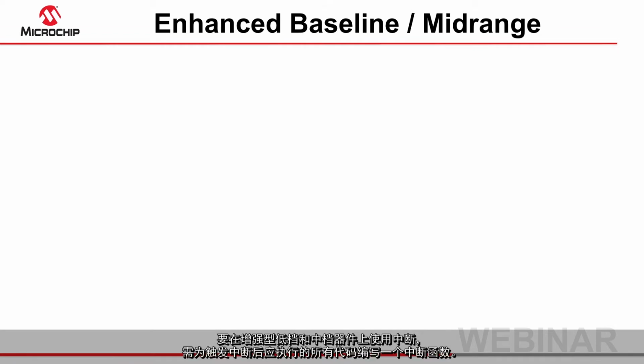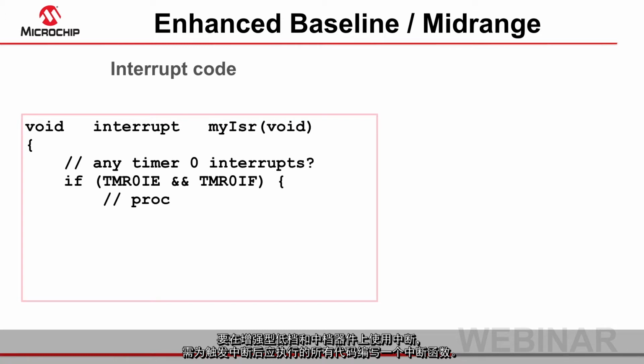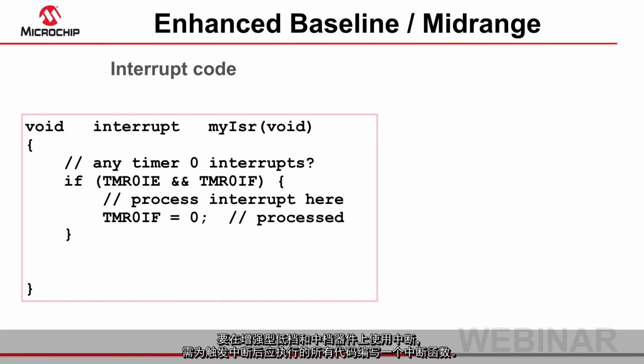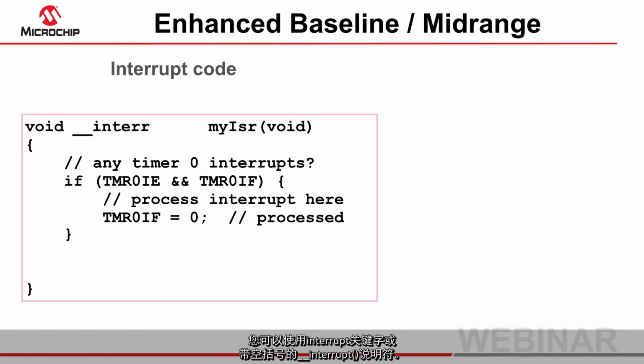To use interrupts for the enhanced baseline and mid-range devices, write one interrupt function for all the code that should be executed after an interrupt has been triggered. The interrupt function can use any valid C identifier as its name. The function should take no parameters and return no value. You can use either the interrupt keyword or the __interrupt specifier with empty brackets.